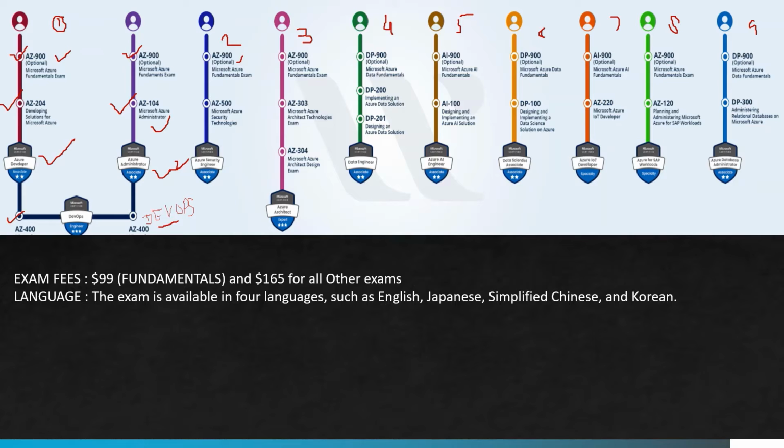Now, let's say you have the Azure 900 fundamental certification, then you can apply for Azure 500, and if you pass this exam, you will become an Azure security expert.